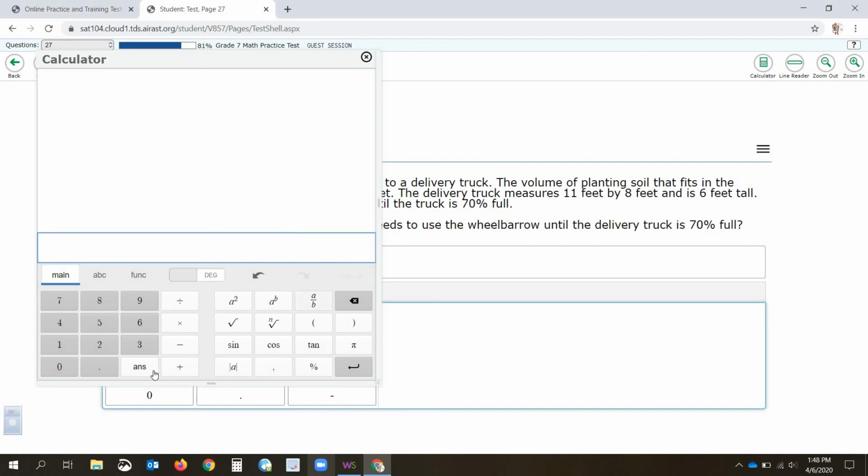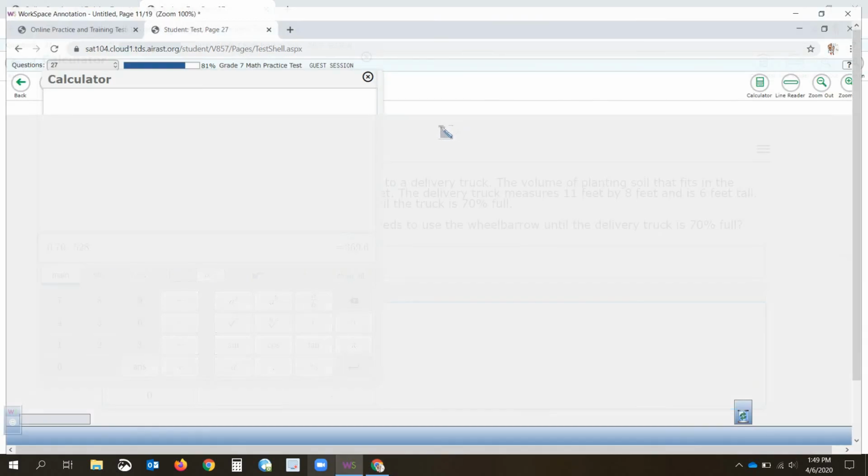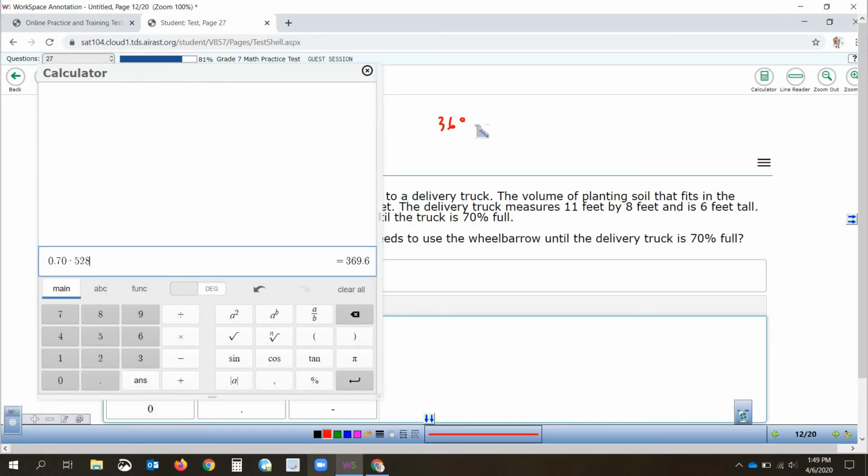All right, so let's clear this out and go 0.70, or 70%, times 528. And we get 369.6. 369.6 what? Cubic feet is 70% of the truck's volume.